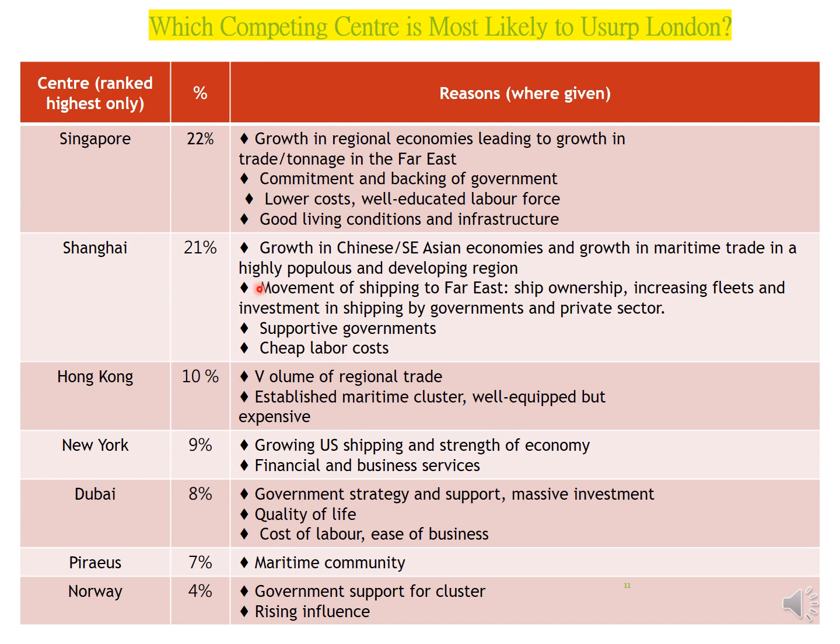Shanghai has a growth case in the Asian economy, which is faster, and moves shipping to the Far East. Of course, their port is number 1 in the world, especially for container cargoes, supported by the government and cheap labor cost. Number 3 is Hong Kong, with volumes of regional trade, especially for transshipment. An established maritime cluster will be quite expensive. Of course, their living costs are very expensive. New York is growing with U.S. shipping and trade, economic, financial, and business services. They also show other places, for example Dubai, Beirut, and Norway.